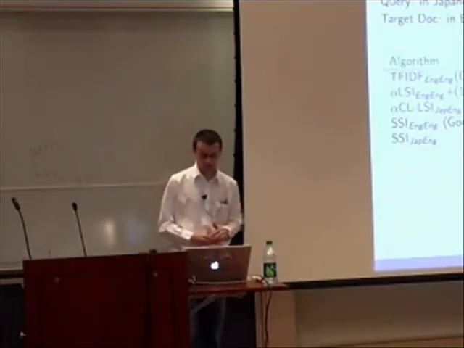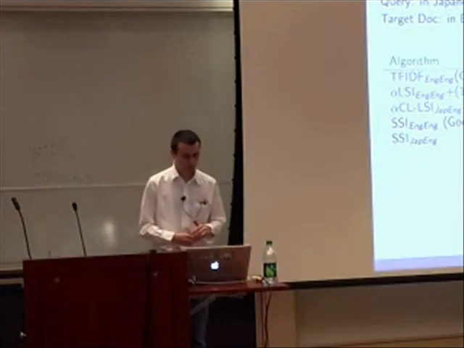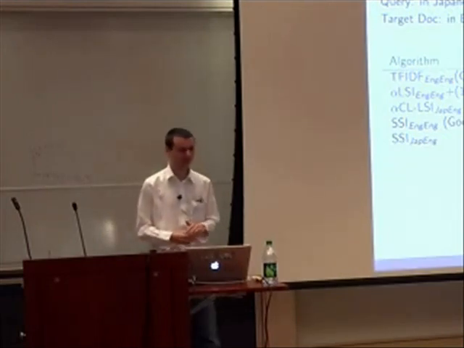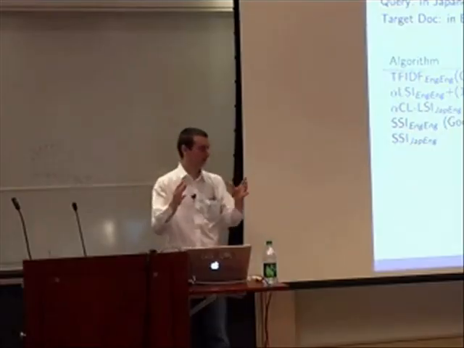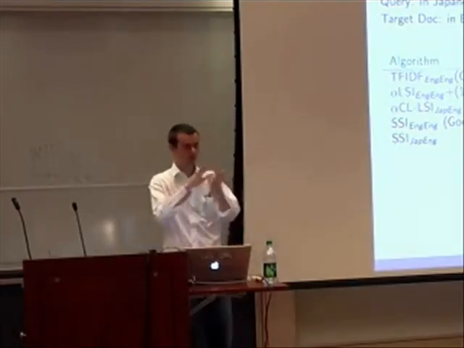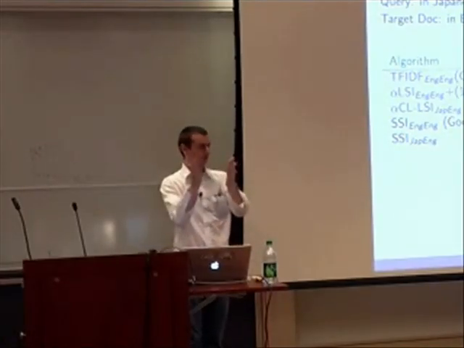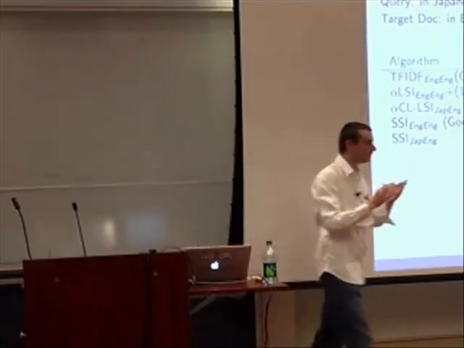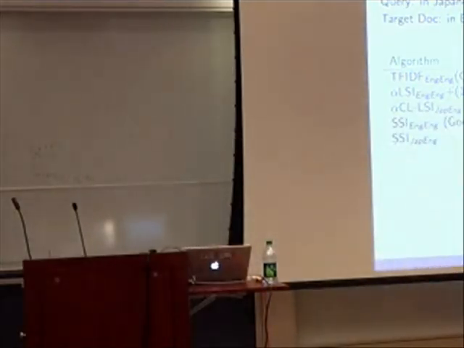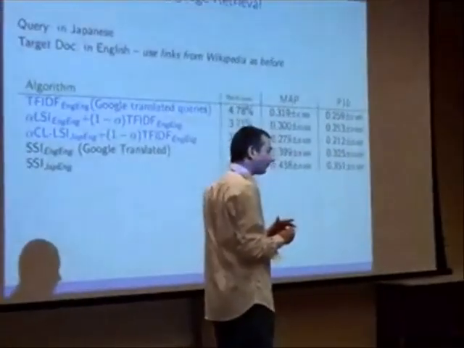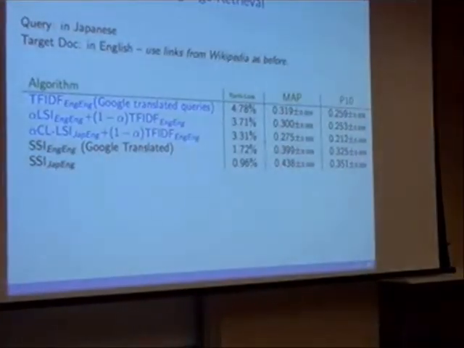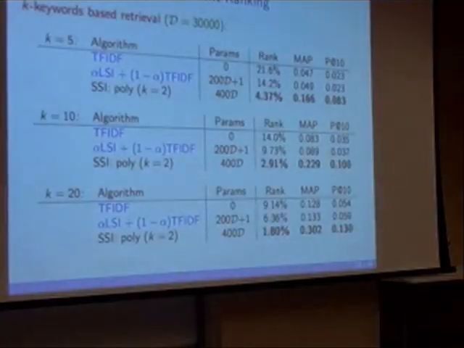And we also did another experiment with cross-language retrieval. So we took the Japanese documents in Wikipedia, and because it's marked up, you can find the English version of the page. Use the number of parameters in various algorithms. There's a key factor in there.